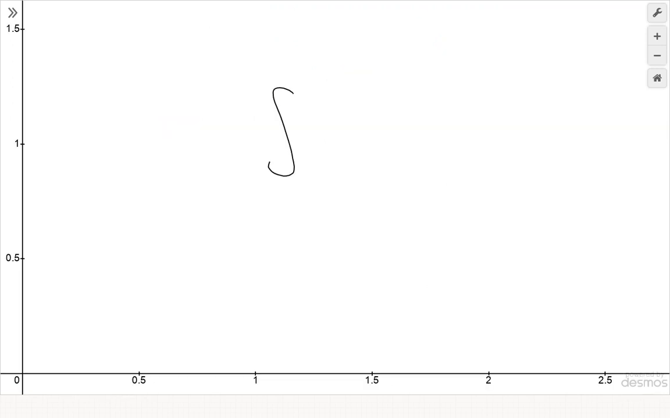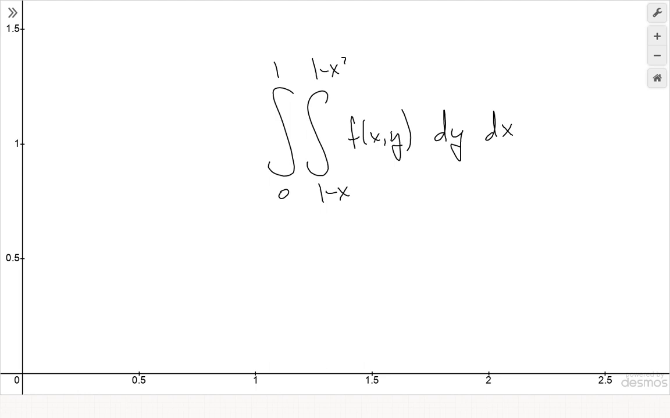So a little bit in the converse direction, if we're given an integral in one order of integration, so let's say this goes from 0 to 1 and from 1 minus x to 1 minus x squared, let's see how to rewrite this integral in the opposite order of integration.